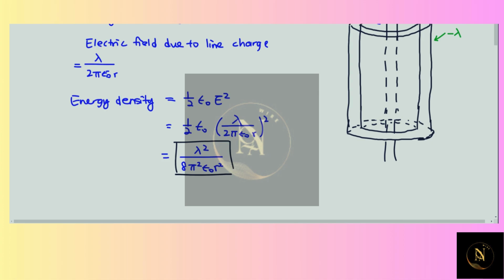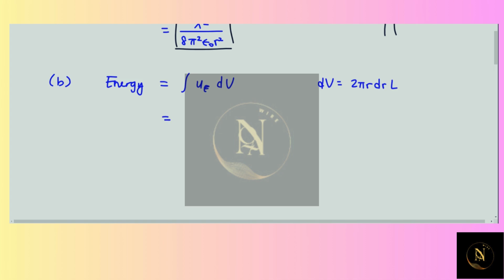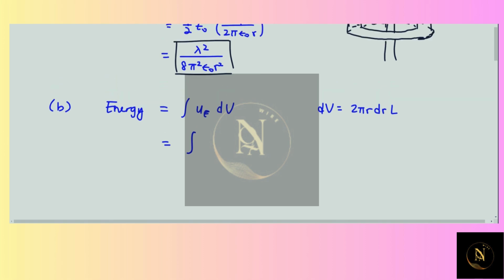Then in part B, we want to find the energy per unit length. Given the energy density, the energy will just be the integral of u_E dV. In this case, our dV is the volume of a cylindrical shell, so it will be 2 pi r dr times L, and u_E is the expression from part A.